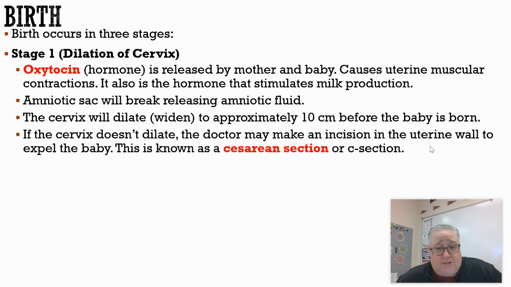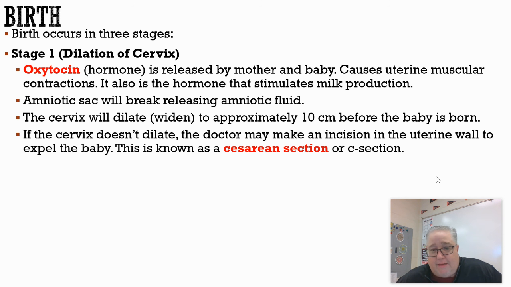Now, if the cervix is having a difficult time dilating, the doctor will note that, and they may have to go ahead and take the baby externally instead of having the baby pass through the birth canal. The doctor will make an incision in the wall of the uterus and basically pull the baby out. We call that a cesarean section or a C-section. It's a pretty common medical procedure.